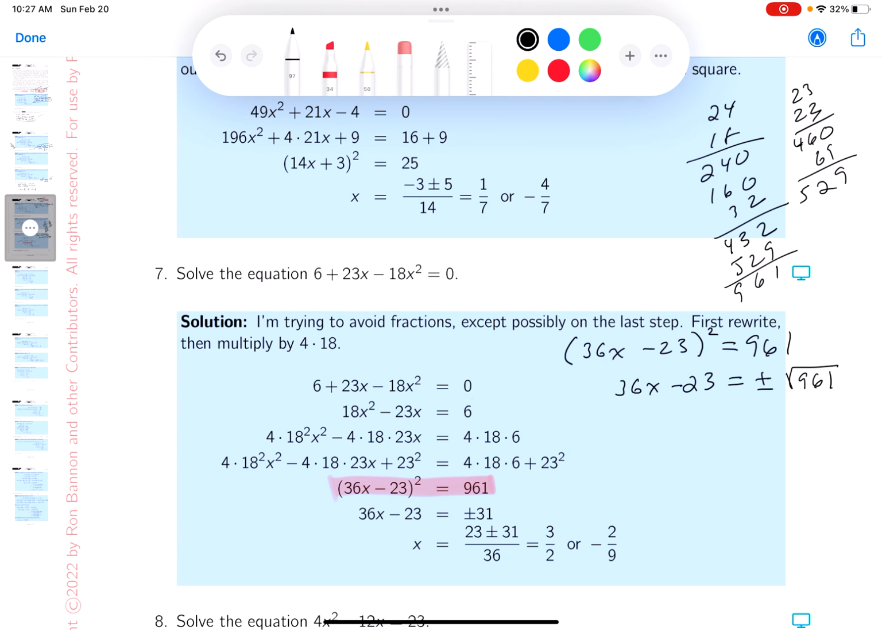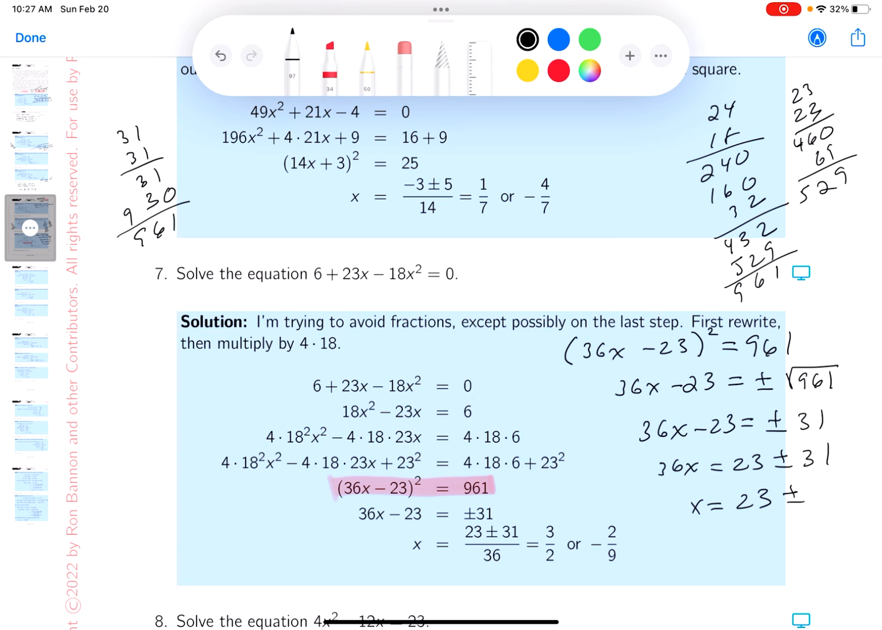Well, I'll be honest with you, I'm not very good with numbers, but I know it's somewhere around 30. It's certainly not 30. I'm going to say 31, all right? So I'm going to try that. 31 times 31. Well, 1 times 31 is 31, and then 3 times 1 is 3, and 3 times 3 is 9, and you get 961. Lo and behold, I got 36x minus 23 equals plus or minus 31. I'm still not done. 36x equals 23 plus or minus 31. x equals 23 plus or minus 31 over 36.